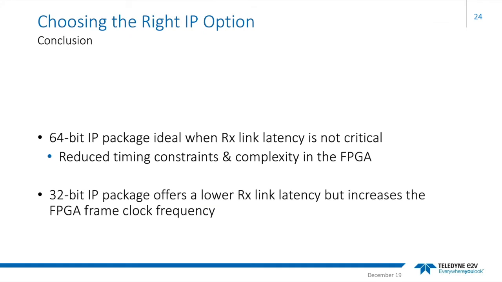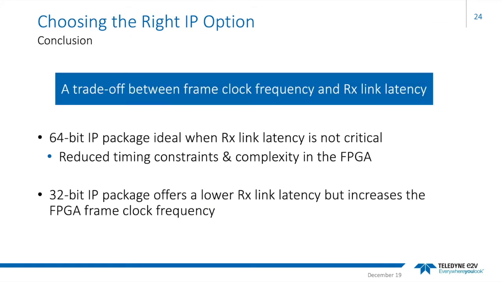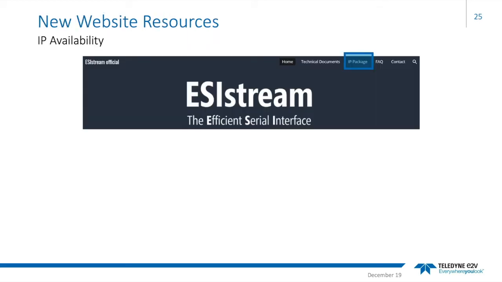So in conclusion, when choosing the right IP option, the issue is a trade-off between the frame clock frequency and the receiver link latency. The 64-bit IP package becomes ideal when the receive link latency is non-critical in your design. It reduces the timing constraints and complexity within the FPGA. A 32-bit IP package choice offers the lower receive link latency, but again increases the FPGA frame clock frequency. You now have the means to select the correct IP package for your project.